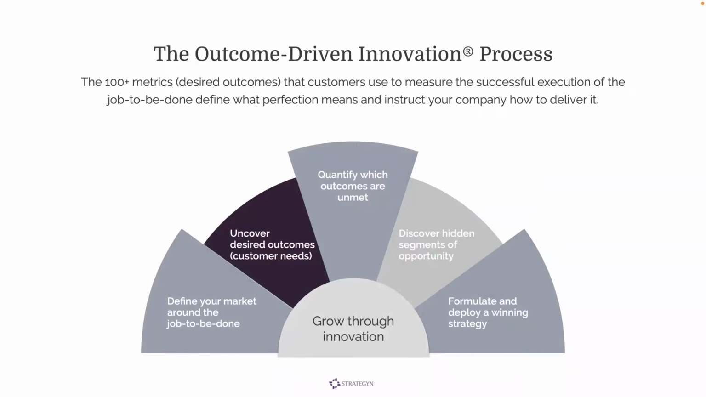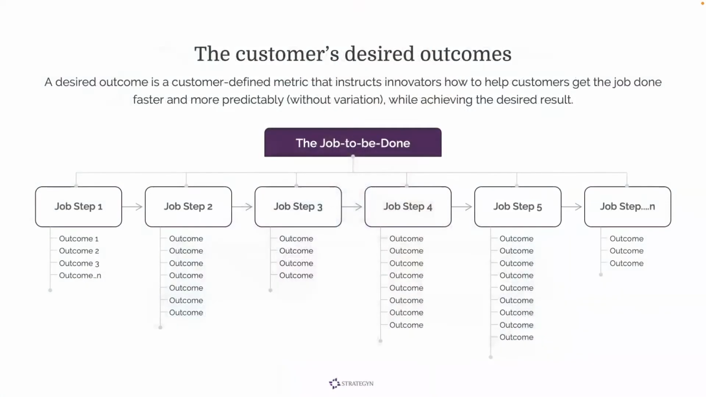These are the customer's needs, the measurable outcomes they use to measure success when they get a job done. And I like to think about these outcomes as a set of instructions that can be used by the organization to create more value for the customer. We think about these as a hierarchy where at a high level, you have the job to be done, you have job steps, and you have outcomes within each of these steps.